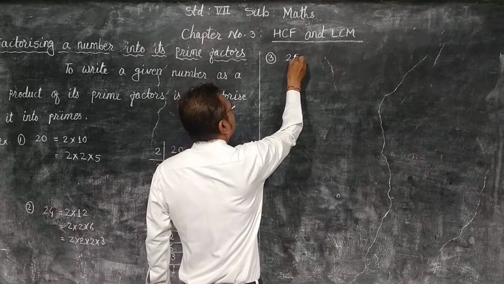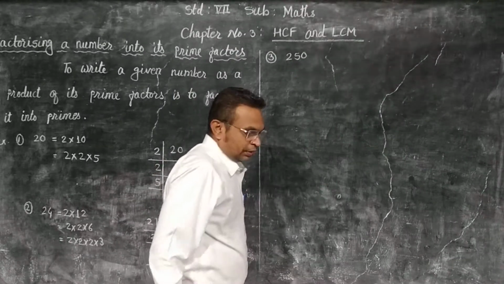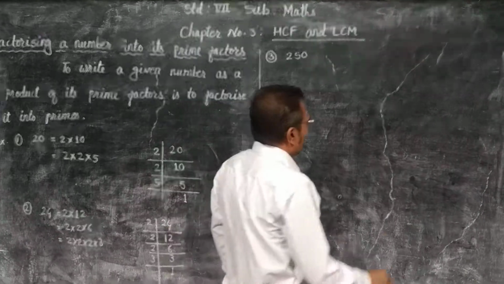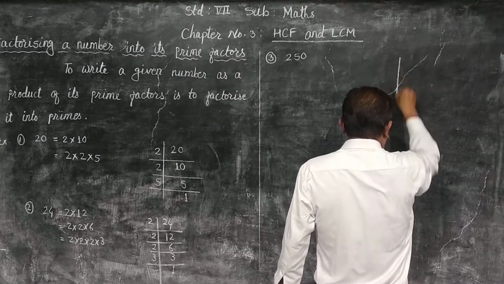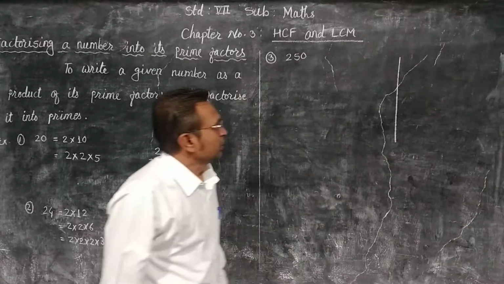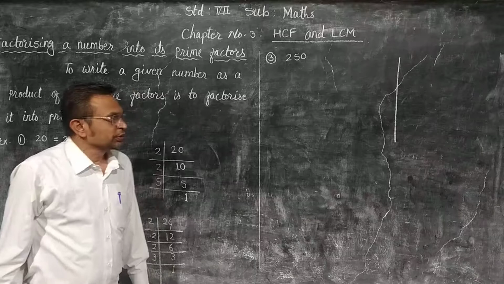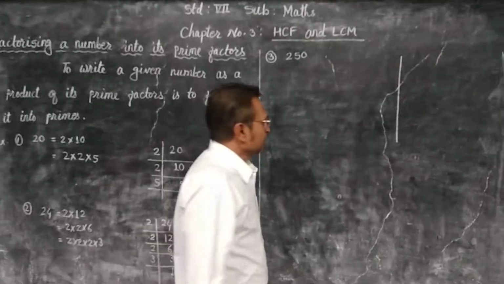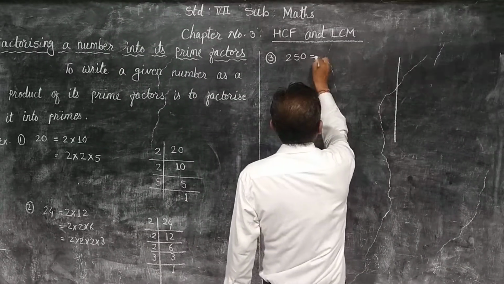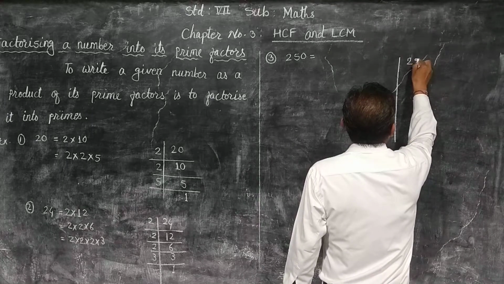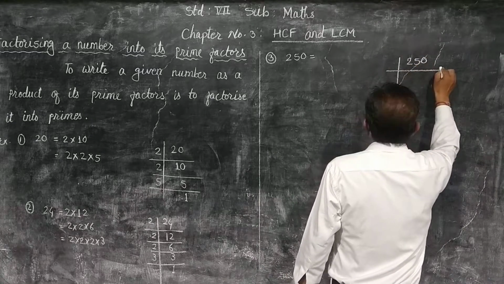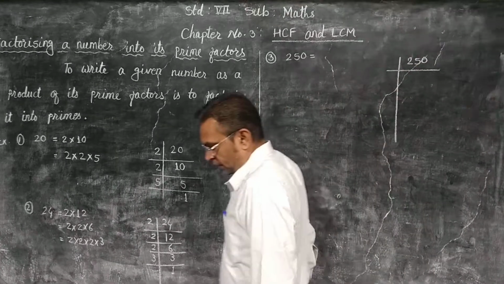$250. Now, every time you need not use the vertical method. You have to use the horizontal method. But again, I write here vertically also. How?